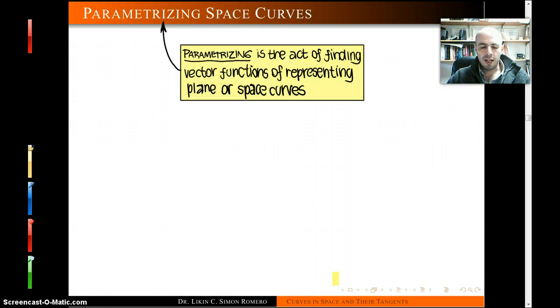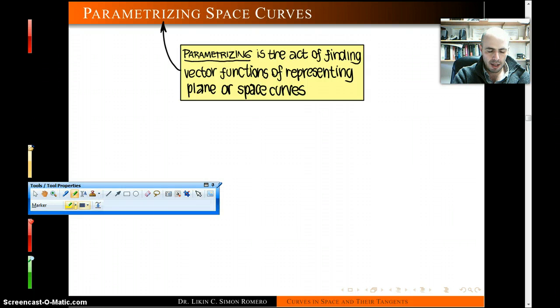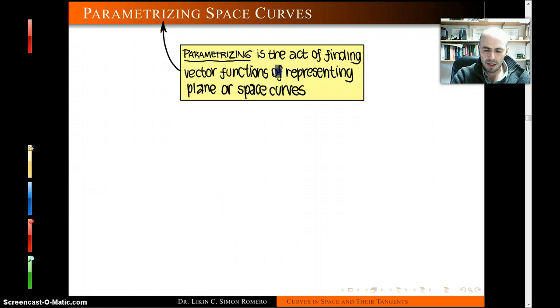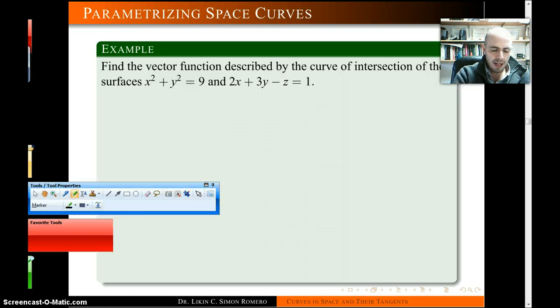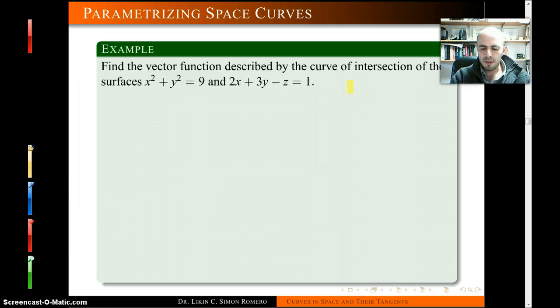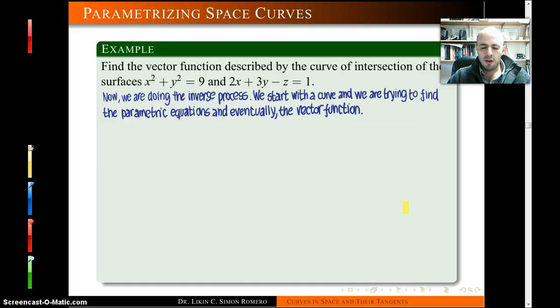Parametrizing space curves. Parametrizing is the act of finding vector functions representing plane or space curves. So let's try to find the vector function described by the curve of intersection of the surfaces given there. So we're doing the inverse process. We start with a curve and we're trying to find the parametric equations and eventually the vector function.